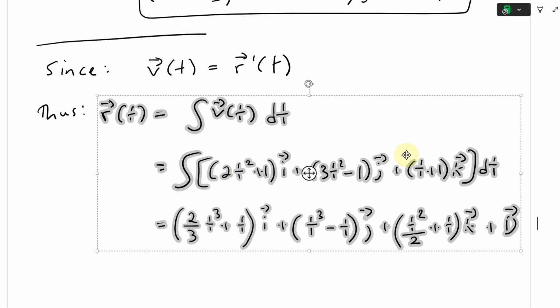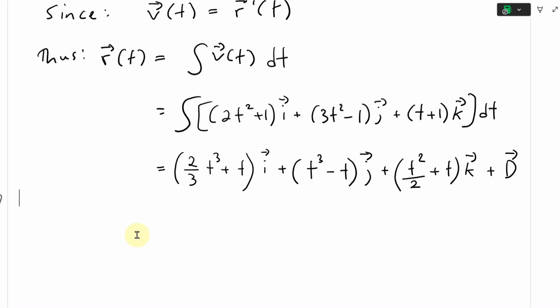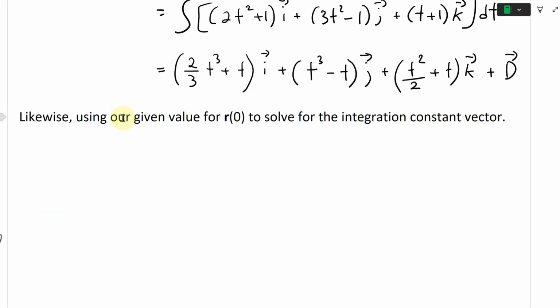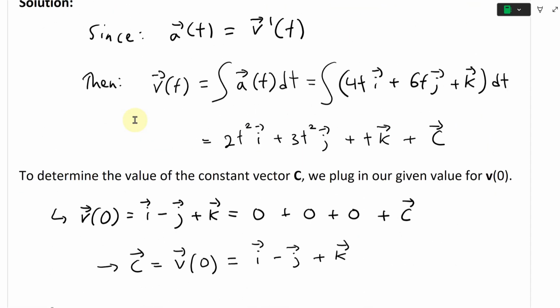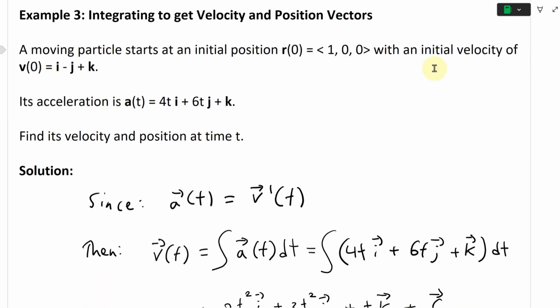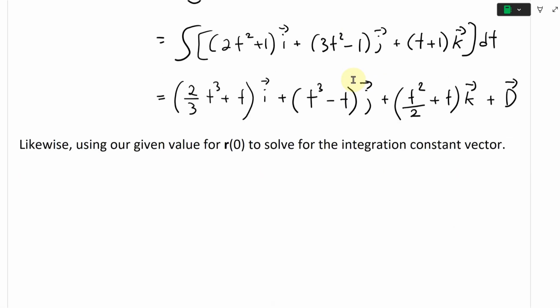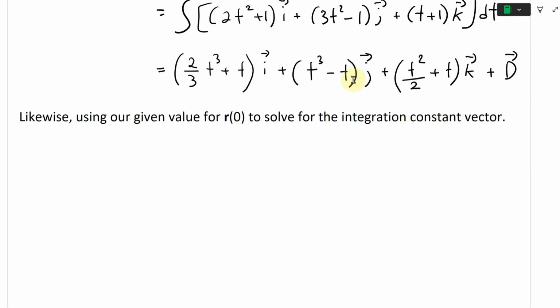Because I have this line here, just to make it nicely, this line. Alright, so that's what we have. Likewise, using our given value for r of zero, or just the initial position at t equals 0, to solve for the integration constant vector, we get... And again, if you scroll back up here, we're given this. So the initial position is 1, 0, 0. All right, so let's put that in.